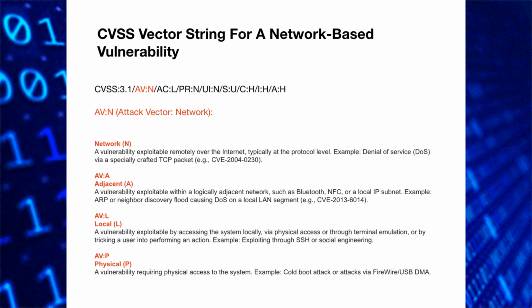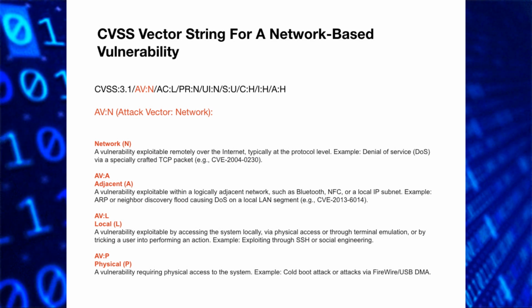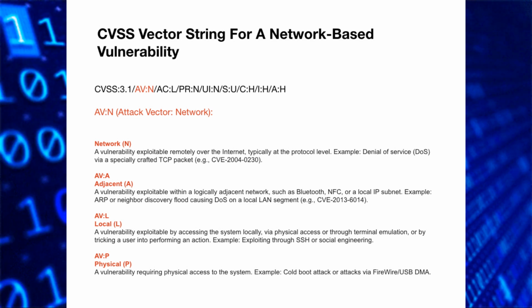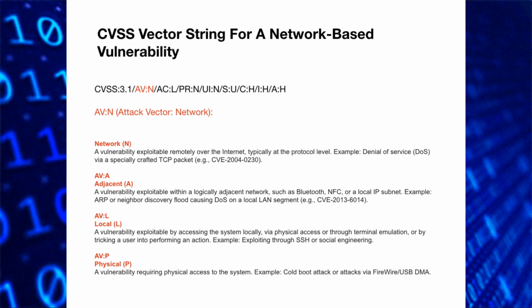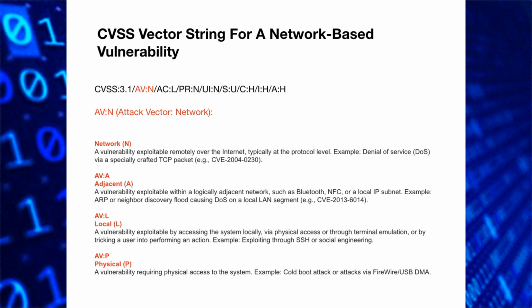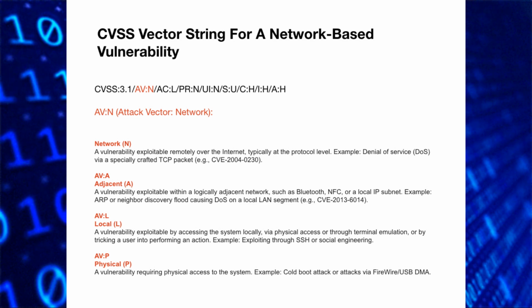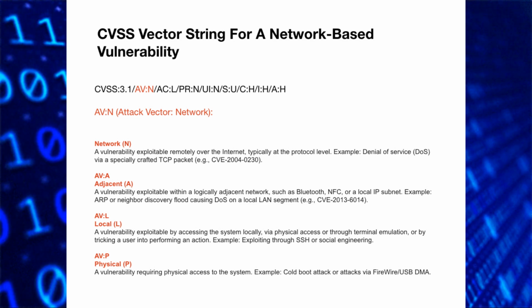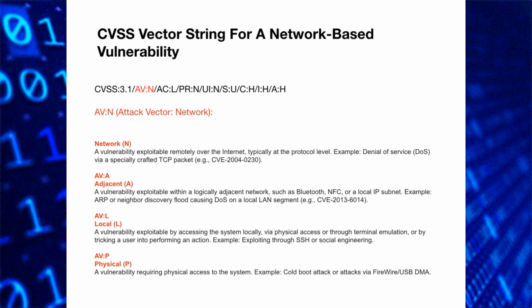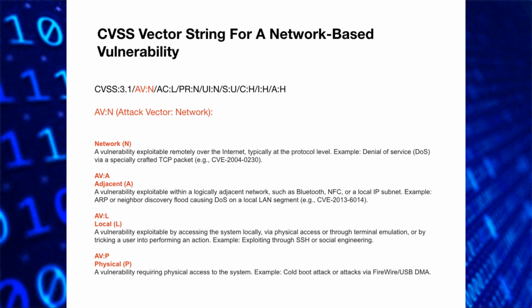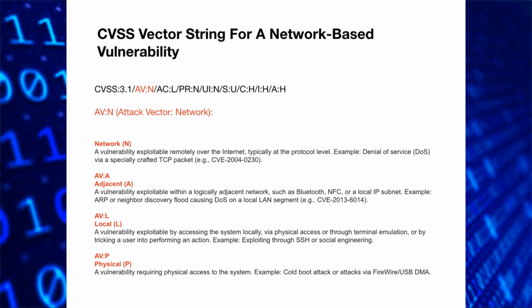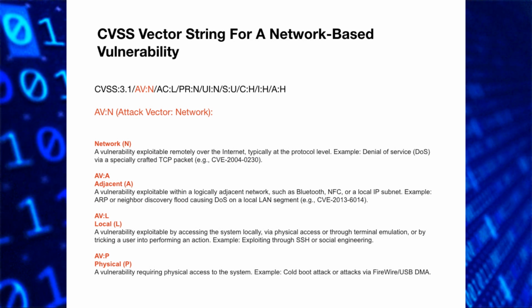Or there can be an A, L, or P after the AV. AV:N, network. A vulnerability exploitable remotely over the internet, typically at the protocol level. Example, denial of service (DoS) via a specially crafted TCP packet. AV:A, adjacent. A vulnerability exploitable within a logically adjacent network, such as Bluetooth, NFC, or a local IP subnet. Example, ARP or neighbor discovery flood causing DoS on a local LAN segment.